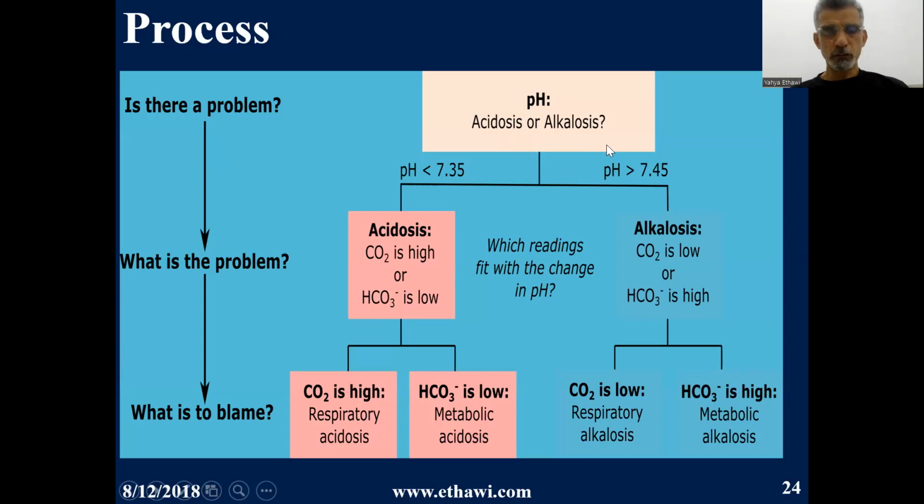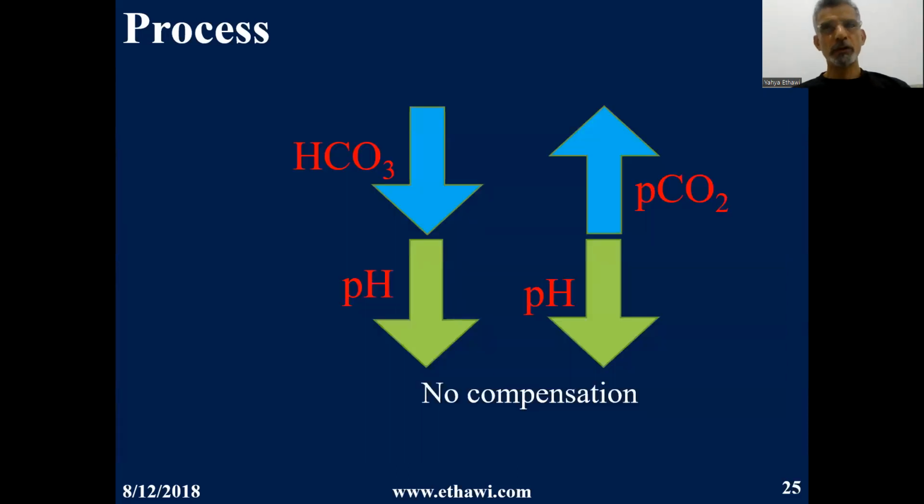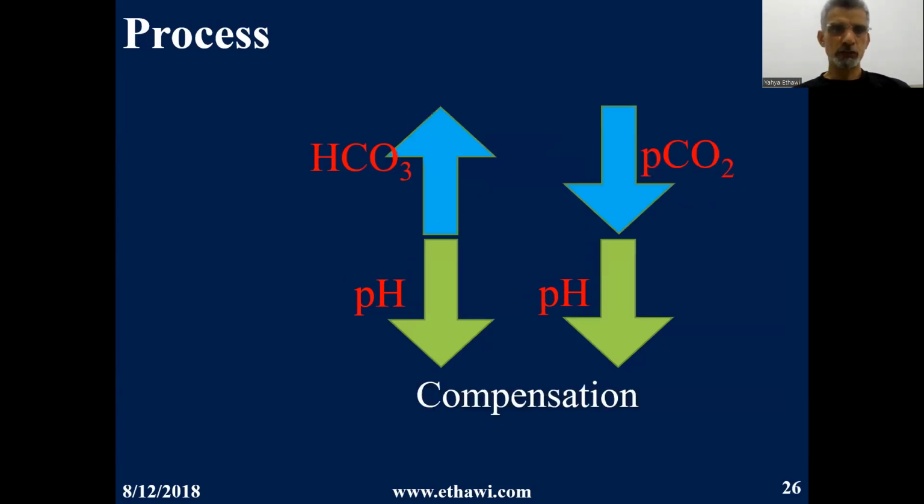Yes, acidosis or alkalosis. Acidosis is either high CO2 or low bicarb. High CO2 is respiratory, low bicarb is metabolic. Alkalosis is either low CO2 or high bicarb. Low CO2 is respiratory, high bicarb is metabolic. Remember, bicarb and pH always go in the same direction, while pH and PCO2 are always in opposite directions.